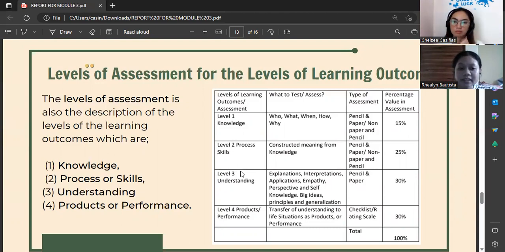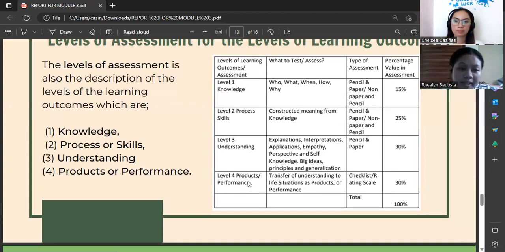Pag naman yung process, these are the skills that students use based on the facts and information for making meaning and understanding. Ang understanding naman, it means the big ideas or concepts. Dito na pumapasok si ideas or si concept. While product or performance is the evidence of learning, what products or performance.